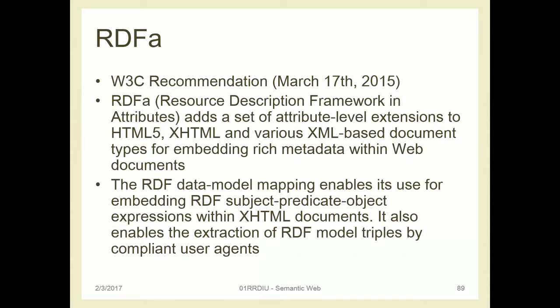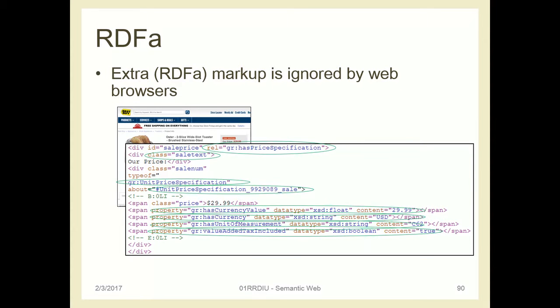RDFa is a recommendation that is quite recent, the last version 2015, and adds a set of attribute extensions for HTML5, XHTML, and some XML-based documents, in which you can describe the RDF triples directly in HTML code. Let's see an example. By the way, the browser ignores the extra markup. It uses the attribute, for example, adding this property attribute and type attribute and so on.